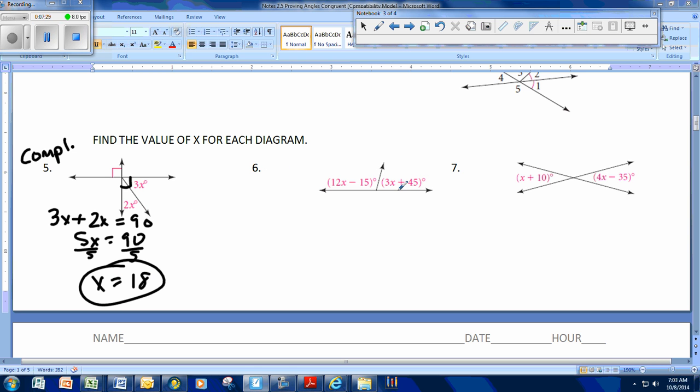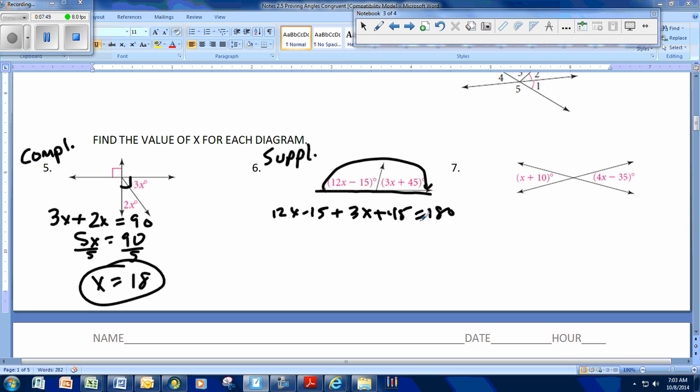For number 6, these two angles here are going to add up to a straight line, so I know these are supplementary angles. So my equation would be 12x minus 15 plus the other angle, 3x plus 45, equals 180. So that's how we're going to set up our equation for this problem. We're going to combine like terms here. 12x and 3x gives me 15x. Negative 15 and positive 45 gives me positive 30 equals 180. We're going to subtract 30 from both sides. So 15x would give you 150. And divide by 15, x would be 10 in this case.